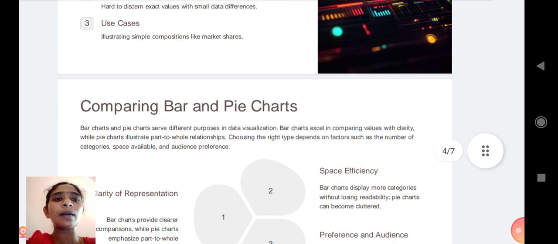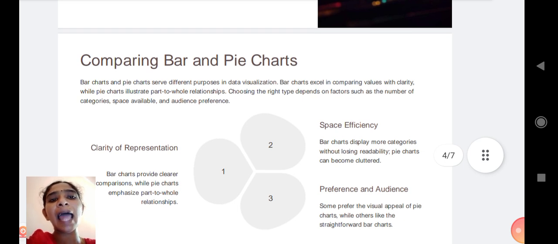Some differences between the bar chart and pie chart are in the clarity of representation. The bar chart has a clear representation in a bar format. As I already said, a 5% difference can be easily found. But a pie chart represents the whole relationship. The total data relationship will be represented. So it is simple to find the originality from the data. Also, in terms of space, a bar chart displays more categories, so we can use more bars.